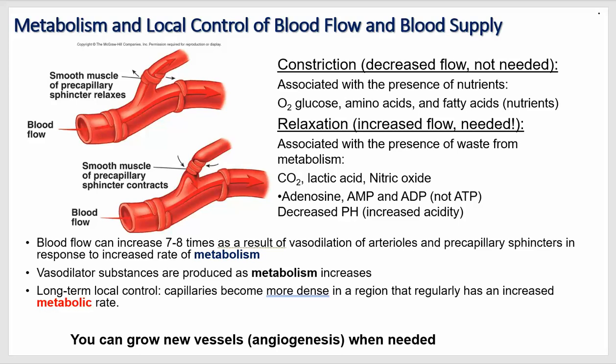So we can kind of look at nutrients, and the presence of nutrients will automatically cause constriction of those blood vessels. Okay? So by nutrients we mean oxygen. Okay? Oxygen is good to have. Glucose, so we have enough sugar going to those cells. Amino acids, they're getting enough amino acids, and fatty acids. So they have these nutrients that they need, and so they're just like, okay, you can chill, you can take the rest of that blood somewhere else, we're doing good here.